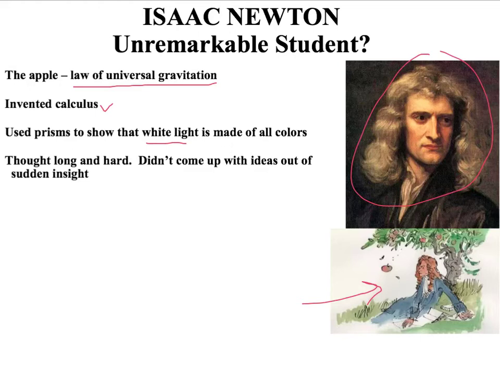Now, the thing about Newton that's a little bit misleading is that with his law of universal gravitation, people think that he was sitting under an apple tree and an apple fell on his head, and that just kind of popped the idea right into his mind. But in actuality, Newton was known as a thinker. He didn't come up with these ideas out of sudden insight or inspiration, but instead he thought long and hard about things. So his mind was always working, even though he wasn't always making kind of products. And that's why people regarded Newton as an unremarkable student. But the ideas that he had, he thought long and hard about them, and really came up with things that revolutionized physics, mathematics, and science.